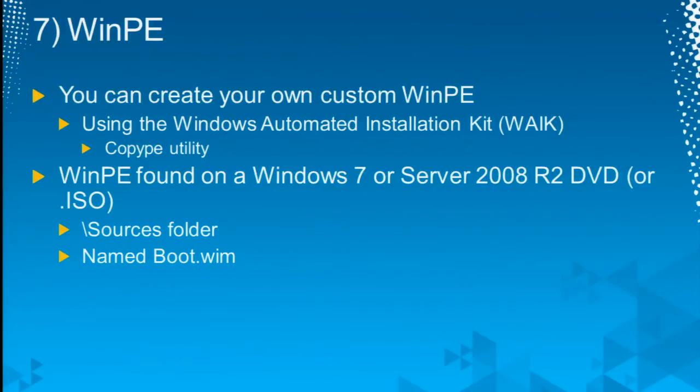Now, you can create your own custom WinPEs using the Windows Automated Installation Kit, the WAIK's copype utility. You can create a 32-bit, you can create a 64-bit WinPE. We'll talk a little bit later on about when you would use one versus the other. But there's a big difference between a WinPE that you create and one that you can find on a Windows 7 or Server 2008 DVD or ISO. Now, on that DVD or in an ISO file, you'll find a sources folder. Inside the sources folder, your WinPE will be named boot.wim. Big difference between these two.